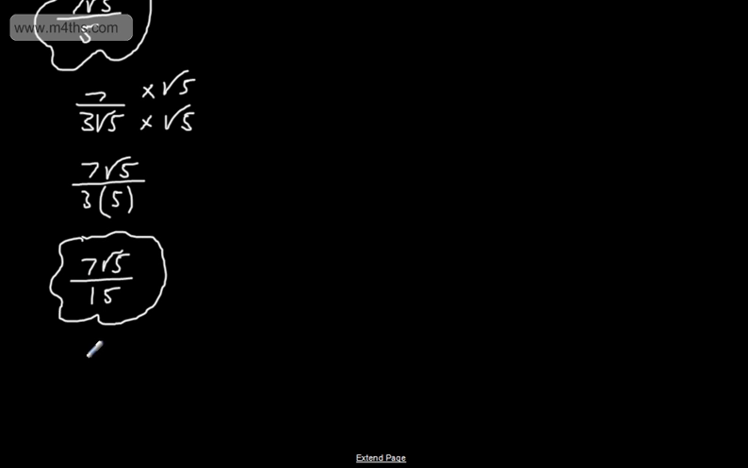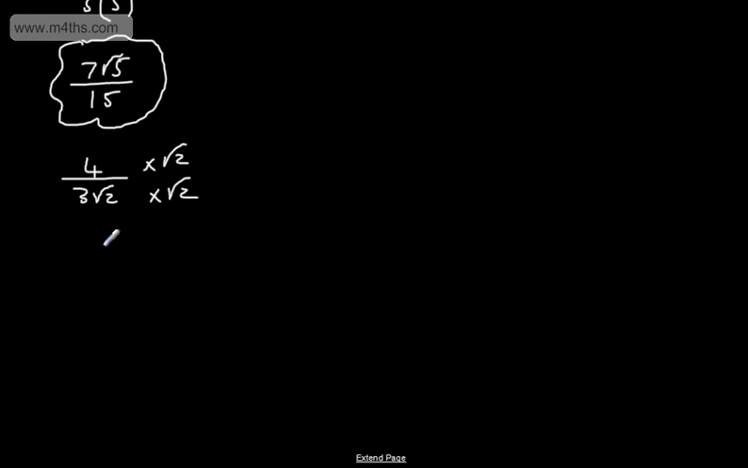Let's look at one more. Let's say we had 4 over 3 root 2. I'm going to multiply the denominator by root 2 and multiply the numerator by root 2. So I end up in the numerator with 4 root 2, and in the denominator I'm going to have 3 multiplied by root 2 multiplied by root 2, which is just going to give me 2. Now I can see that this is going to give me 4 root 2 over 6, which I can go ahead and cancel to 2 root 2 over 3.